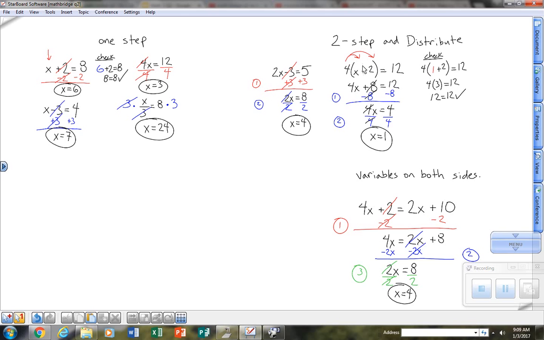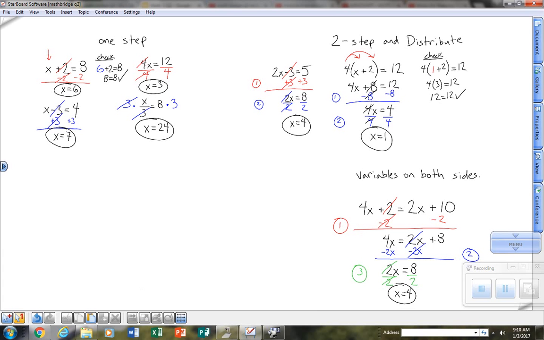We're going to solve two-step equations where you add or subtract first and divide second, and then look at those distributive problems where you have to distribute first and solve. And then we'll be looking at variables on both sides, where you start on the left, go to the right, and back to the left.